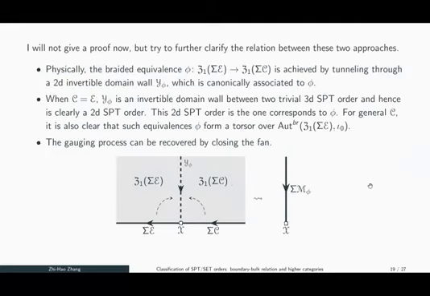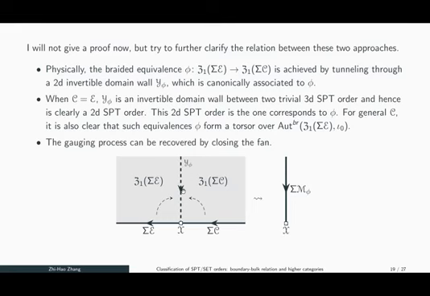Now I will not give a proof, but I try to clarify the relation between these two approaches. Physically, if I have a braided equivalence from the Drinfeld center of Σ_E to the Drinfeld center of Σ_C, this braided equivalence can be viewed as a 2D invertible domain wall. I denote it by W_φ, the dashed line in the following picture. And this W_φ is canonically associated to this braided equivalence.